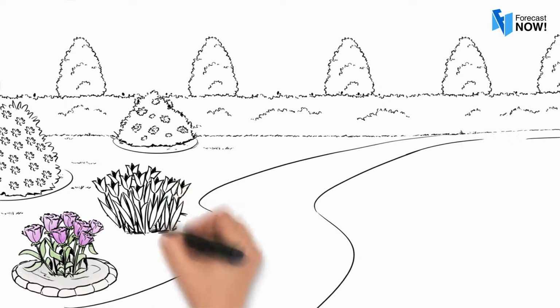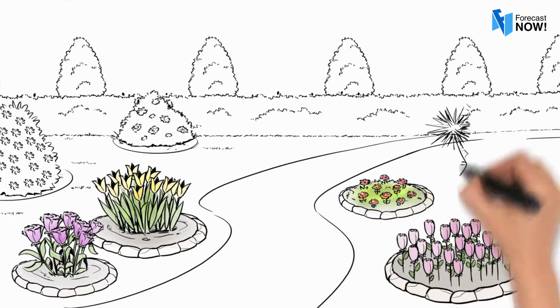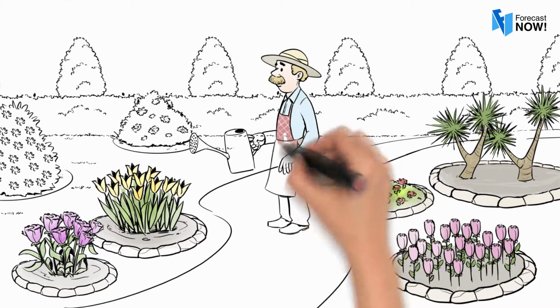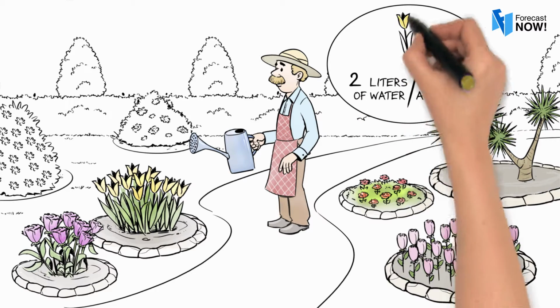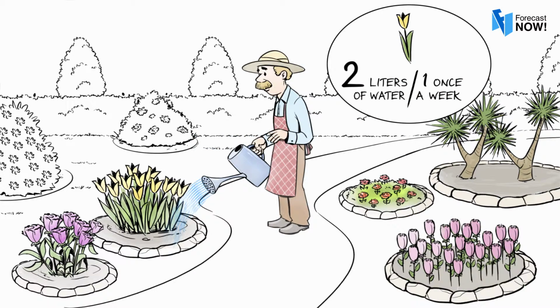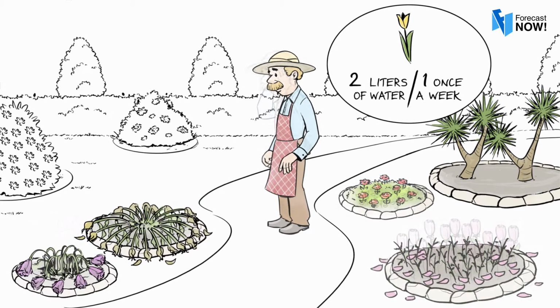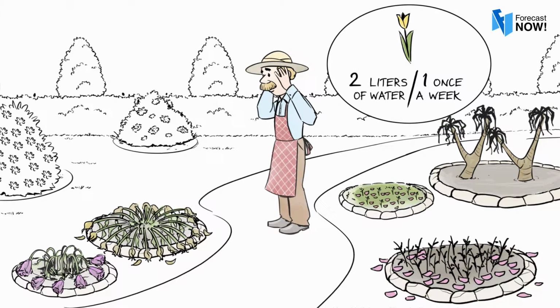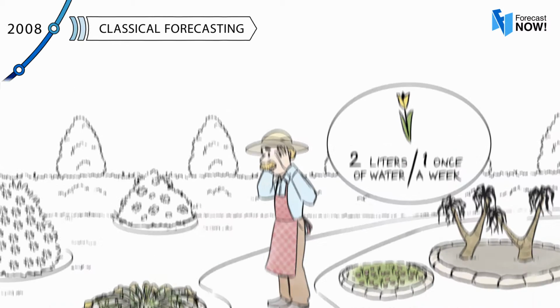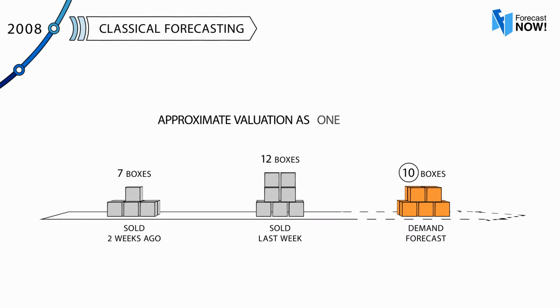Let's take a look at different forecasting methods using the example of a garden. In the classical forecasting, the gardener calculates the average quantity of water needed to water the plants as a single number. This approach means that some plants will die due to excessive or insufficient moisture. Classical methods are simple to calculate but produce only rough estimates that ignore numerous factors, such as demand fluctuations and changing delivery times.